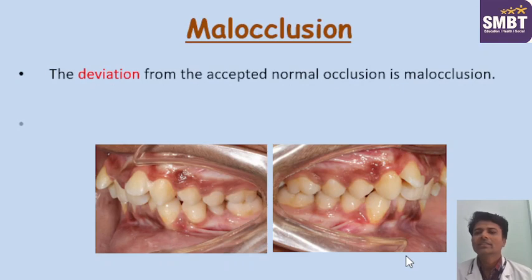Before starting the lecture, we'll see what malocclusion is. Malocclusion is a deviation from accepted normal occlusion. Malocclusion is generally seen in the three planes of space: anterior-posterior, vertical, as well as transverse. It is seen in the form of dental deformity or skeletal deformity.